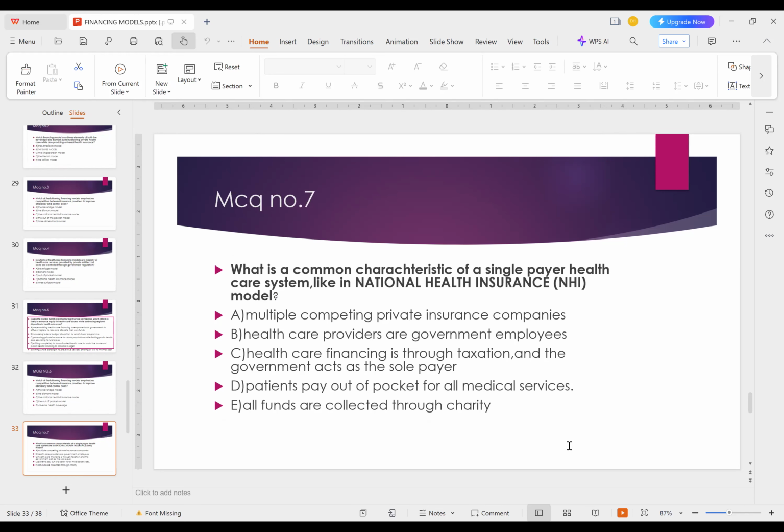MCQ number 7. What is the common characteristic of a single payer healthcare system like in the national health insurance model? A, multiple competing private insurance companies. B, healthcare providers are government employees. C, healthcare financing is through taxation and the government acts as the sole payer. D, patients pay out of pocket for all medical services. Or E, all funds are collected through charity.